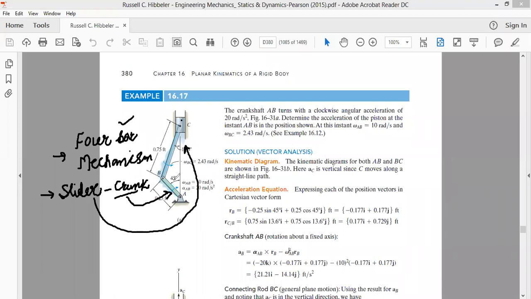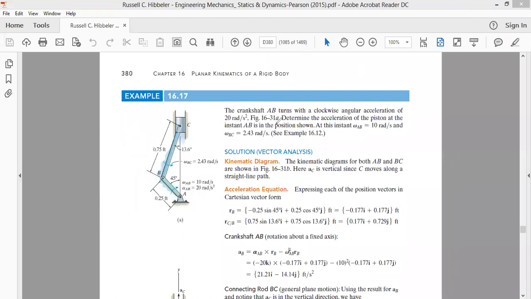You will be learning about the slider crank mechanism in your theory of machines in your third semester. It is a very important mechanism, and it forms the fundamental basis of the working of internal combustion engines. Now let's see what the question asks us.